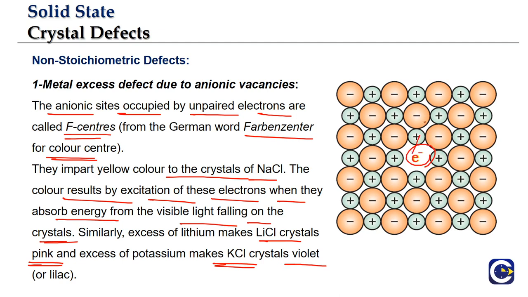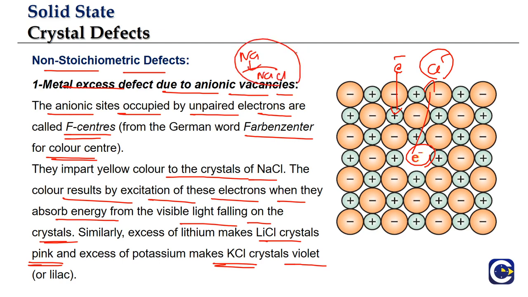So previously the anion is drifting out to the surface, and the electrons are drifting inwards and occupying the anionic sites. So this is the metal excess defect due to anionic vacancies, and this is non-stoichiometric. What is happening here? Overall, the example we discussed is sodium vapor getting deposited on sodium chloride crystals. Overall, we'll see that the sodium amount will be more. The stoichiometry of the compound is getting disturbed. That is why we are calling it a non-stoichiometric defect.